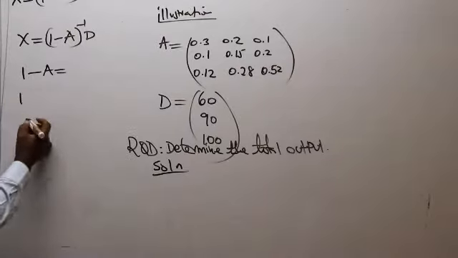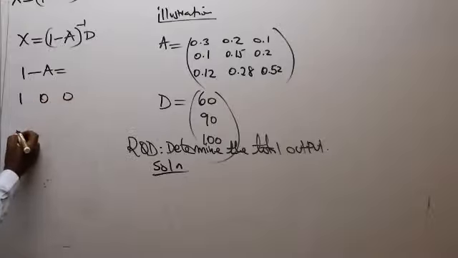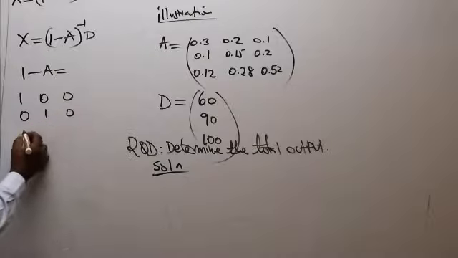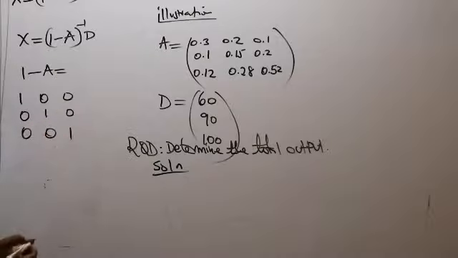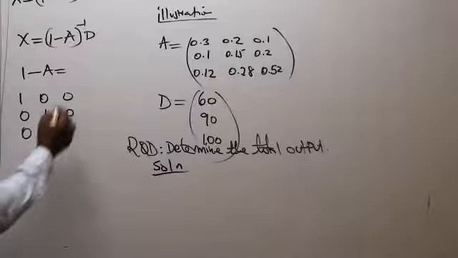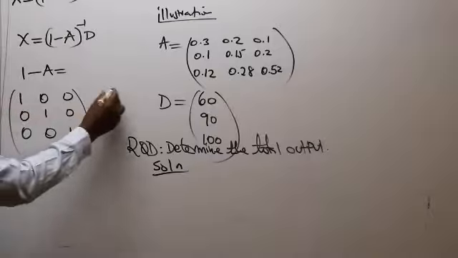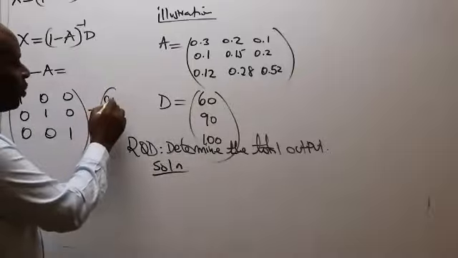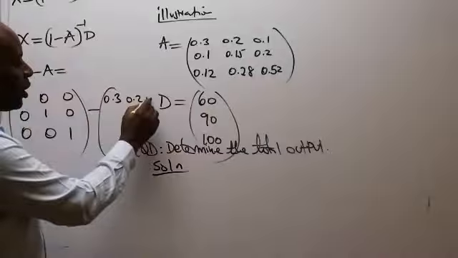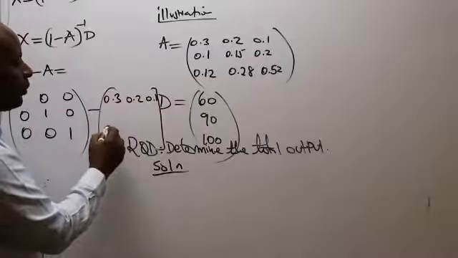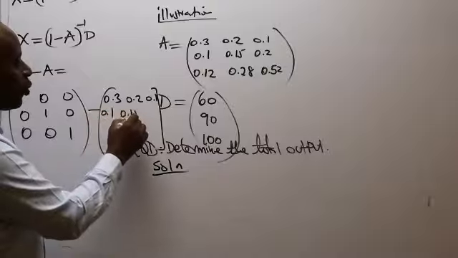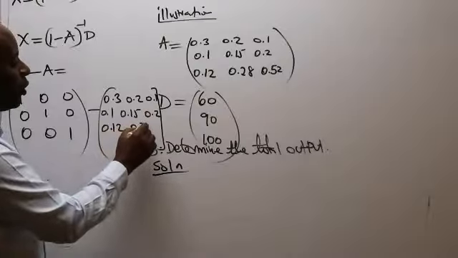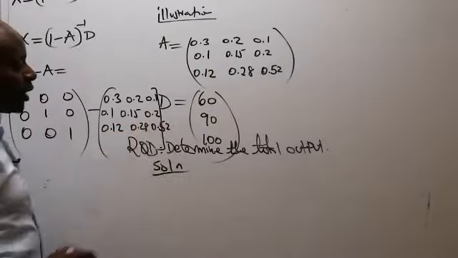So it is 1, 0, 0. Then we start here with 0. The next one will be 1, 0. And then we have 0, 0, 1. They would want me to come here and deduct my A. So my A here is 0.3, 0.2, 0.1, 0.1, 0.15, 0.2, 0.12, 0.28, and 0.52.